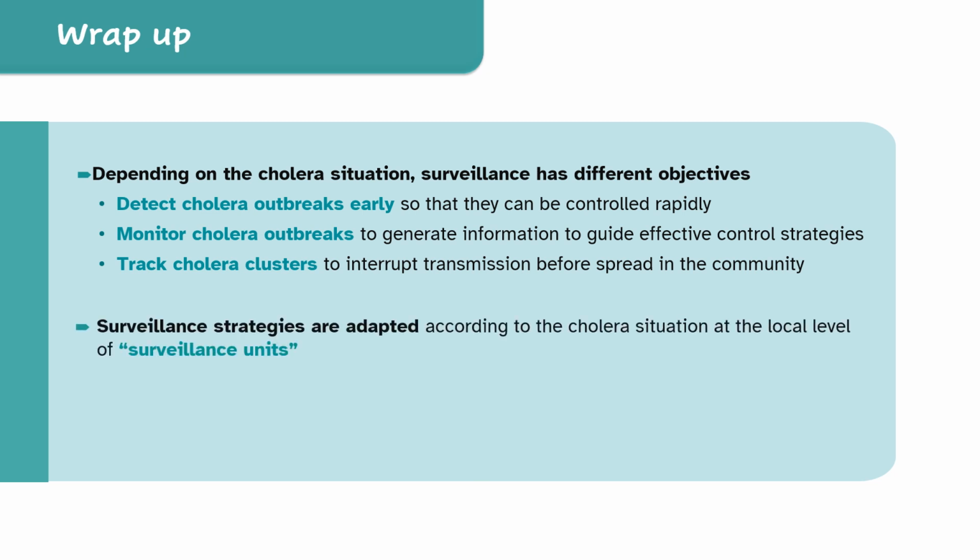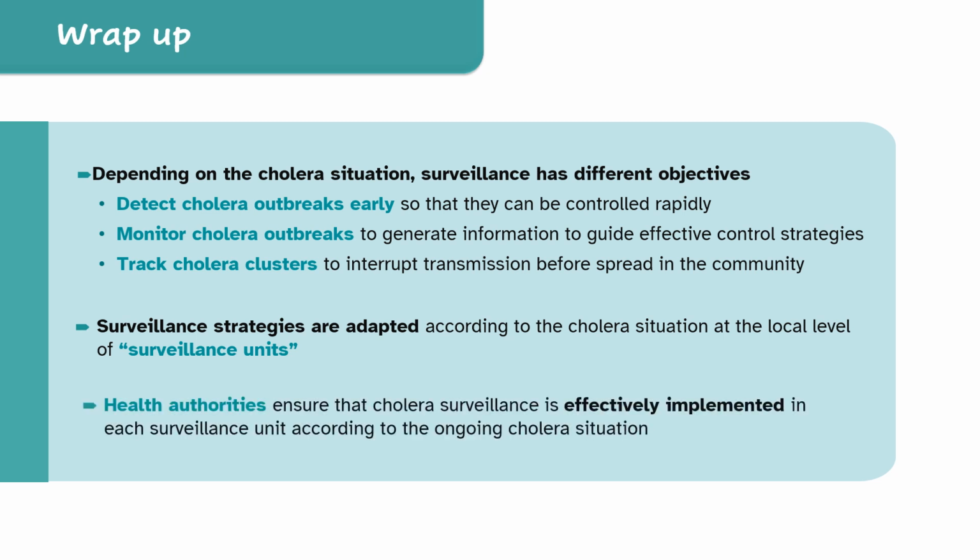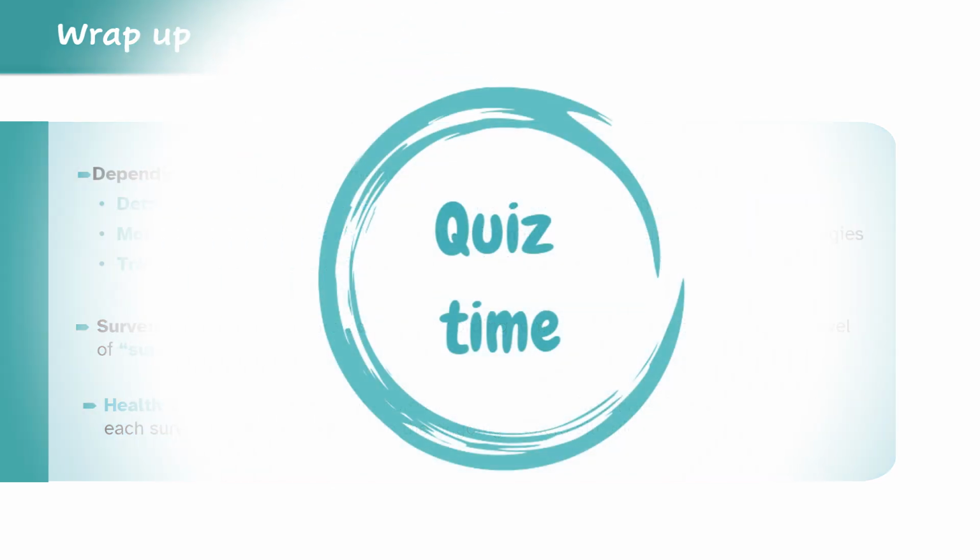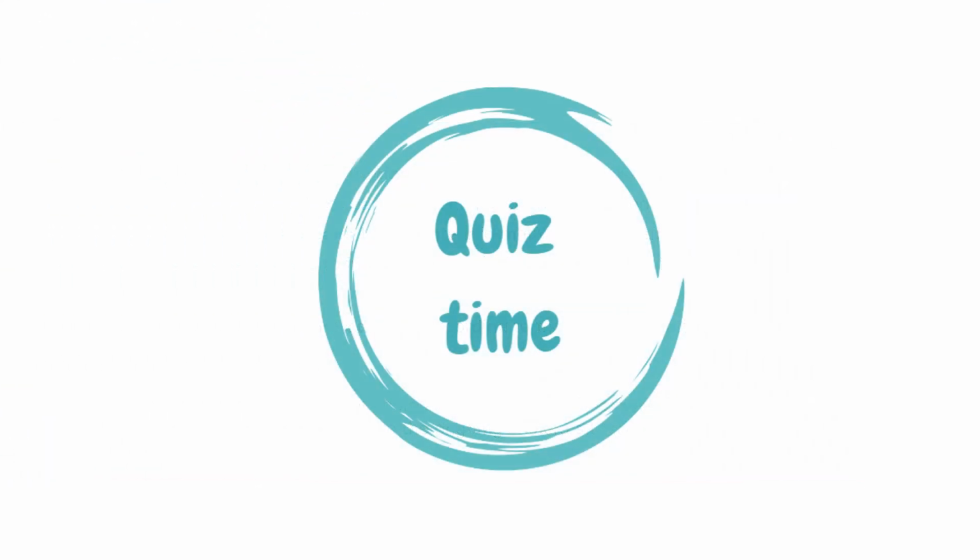Surveillance strategies are adapted in a dynamic manner according to the cholera situation at the local level of surveillance units. Health authorities are responsible for ensuring that surveillance is effectively implemented in each surveillance unit according to applicable strategies depending on the ongoing local cholera situation. Before moving on to the next module, we encourage you to take a short quiz. There are 3 questions in this quiz.